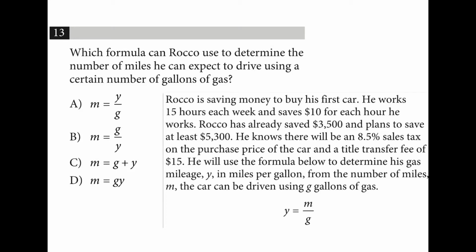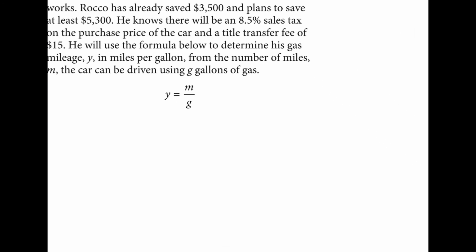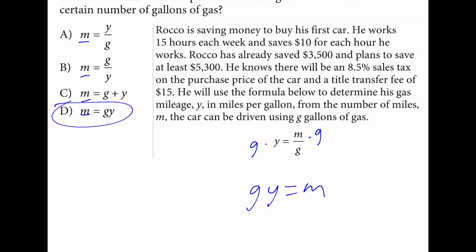Which formula can Rocco use to determine the number of miles he can expect to drive using a certain number of gallons of gas? If you look at the answer choices, it tells you that we're solving for m, so you don't have to think too hard. We can multiply both sides by g, and this gives us gy is equal to m. So the answer is D. Didn't even read the paragraph, but don't need to.